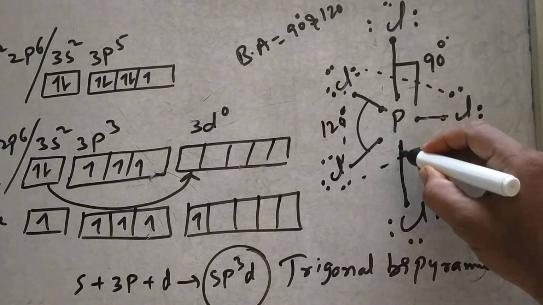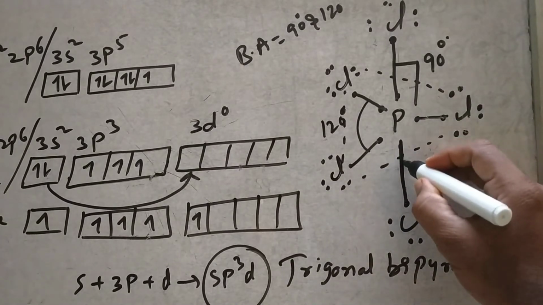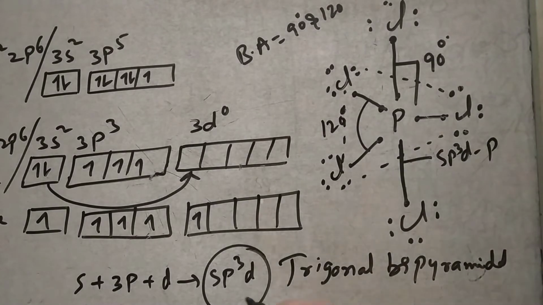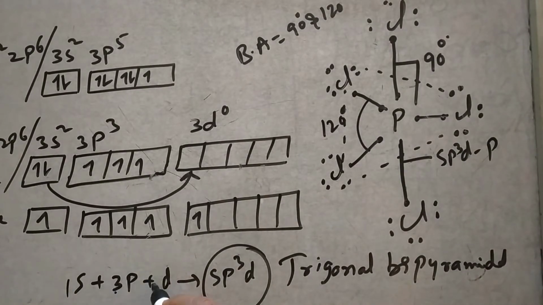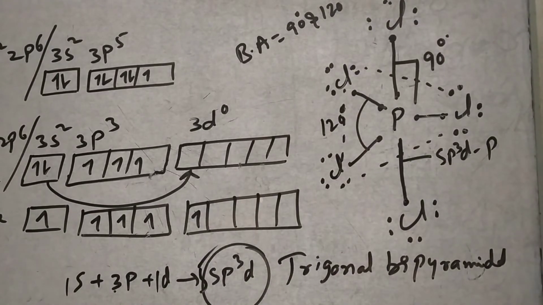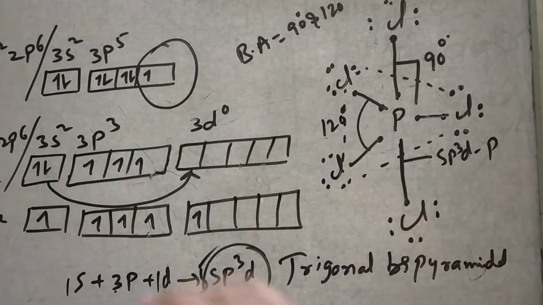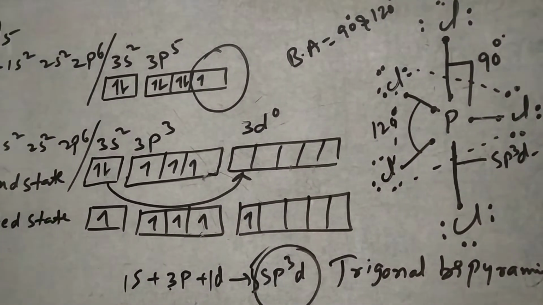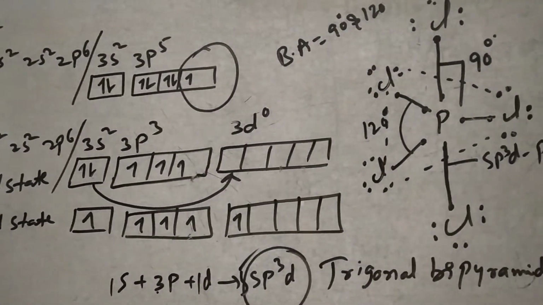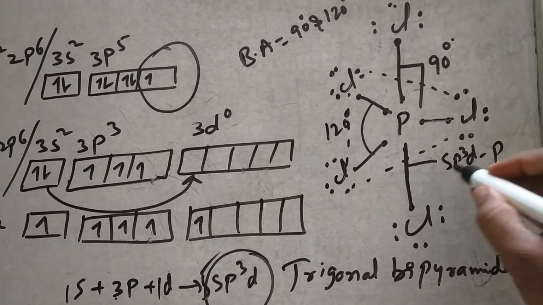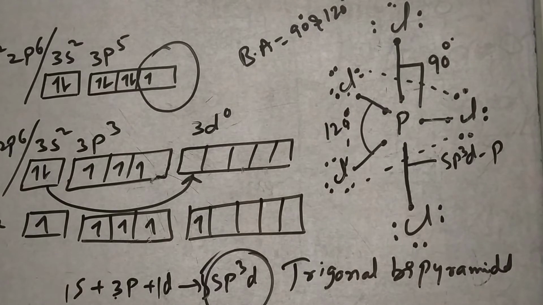If we go through the overlapping, this overlap is called sp3d as well as p overlapping. Why? Here 1 plus 3 plus 1 is 5 sp3d hybrid orbitals. So here the p orbital of chlorine atom will take part in the chemical bond formation. That is why the overlapping takes place between phosphorus and chlorine, that is sp3d-p overlap. So this is the shape of the molecule.